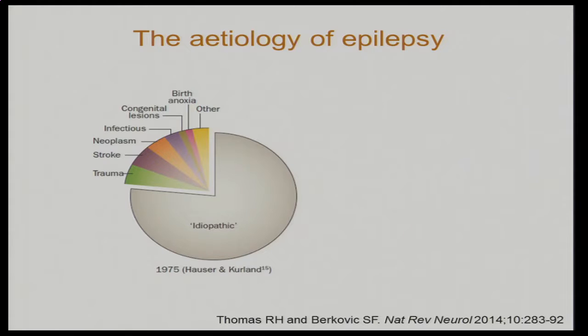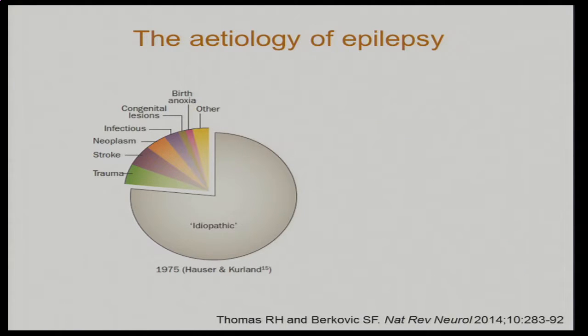For a long time, this has been the classic picture, and this has been the classic slide. It's seminal work by Hauser and Kurland from Minnesota, published in 1975. You can see that two-thirds of patients with epilepsy are classified as idiopathic. What does it mean? Basically, you can't find a cause of their epilepsy. Now, this was 1975. This was back in the days when MRI and CT scan were not available, and a lot of those studies had access to post-mortem findings or early, in quote, imaging investigations.